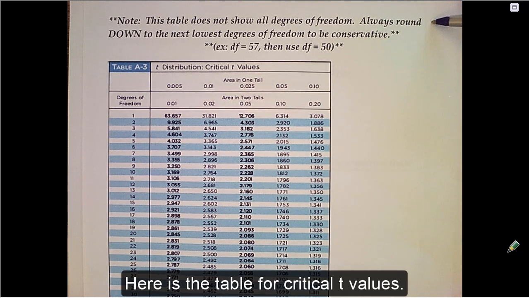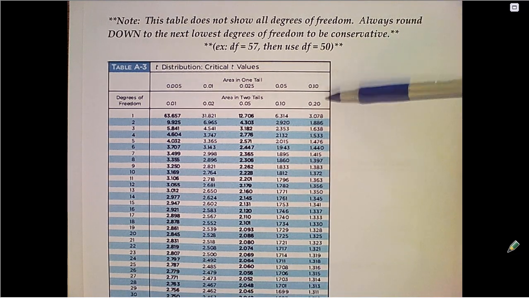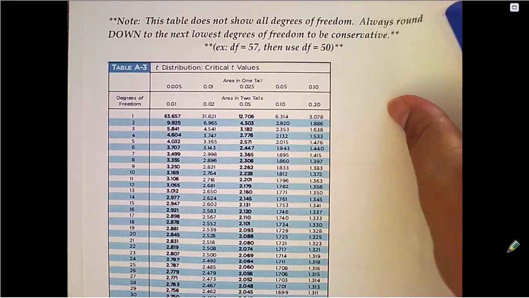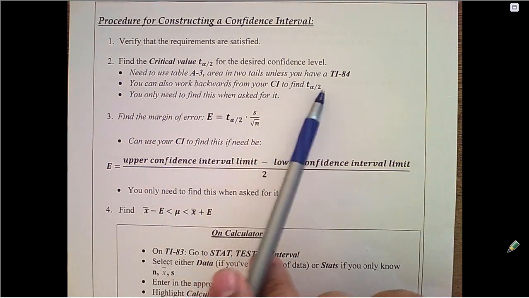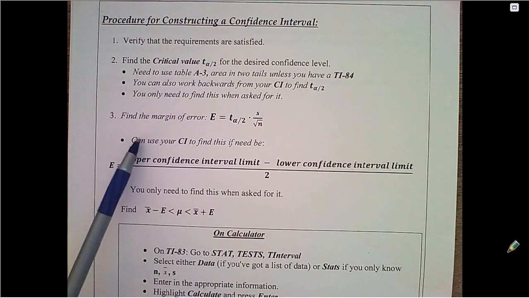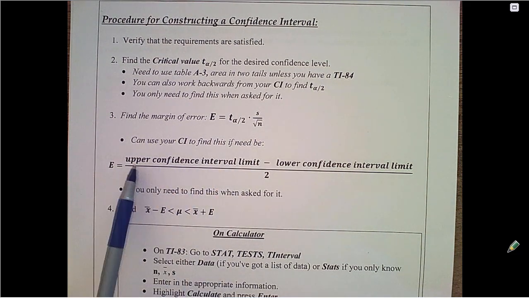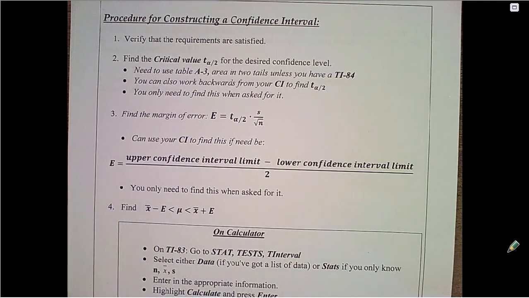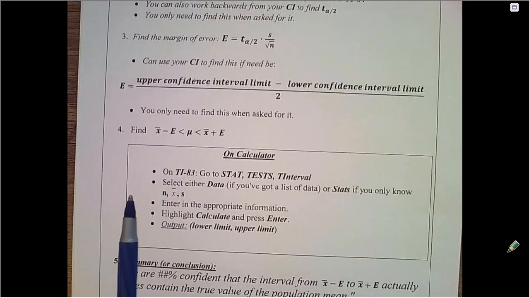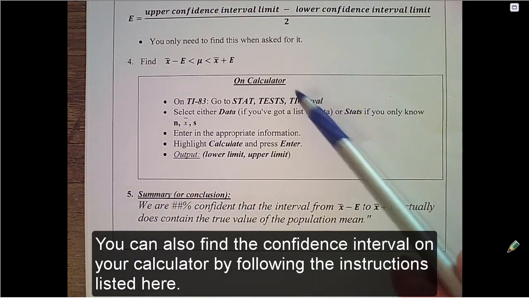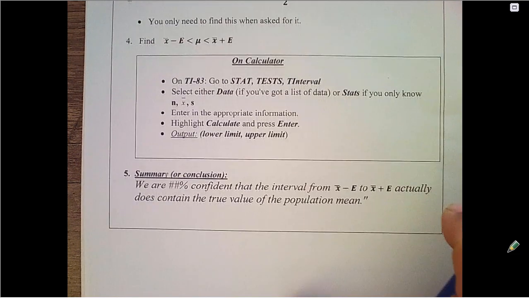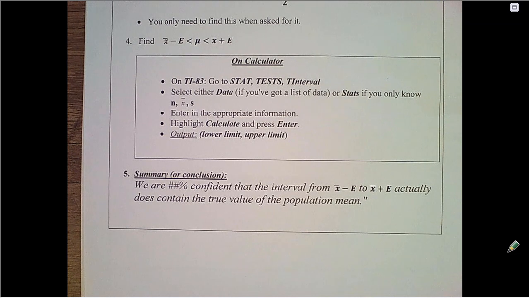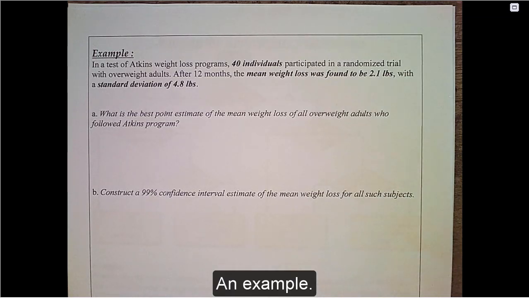Here's the table for critical t values. You can also find a confidence interval on your calculator by following the instructions listed here. An example.